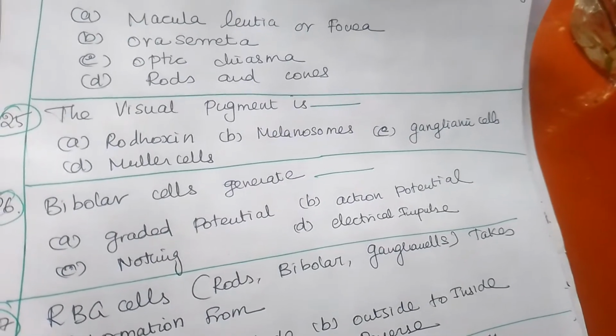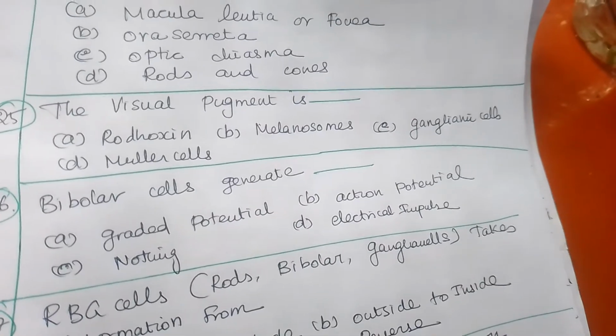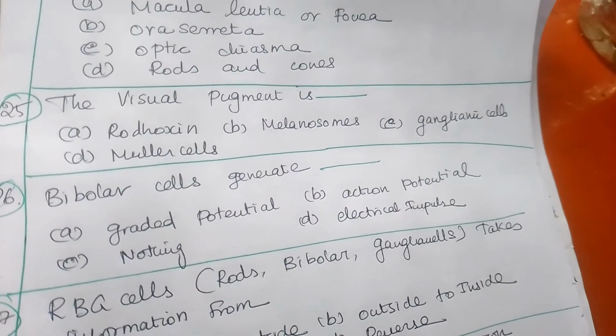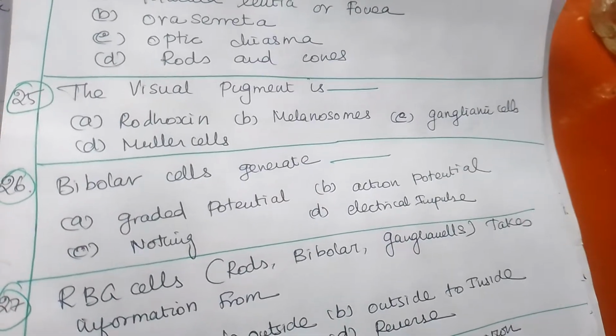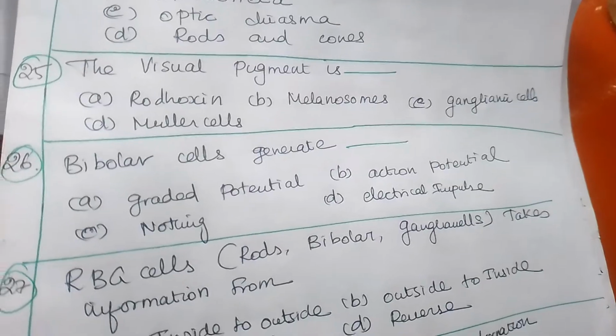Muller cells, of course, no. Ganglionic cells, no. Muller cells are the cells which hold all the layers in position, especially rods and cones, and otherwise it would cause a short circuit.